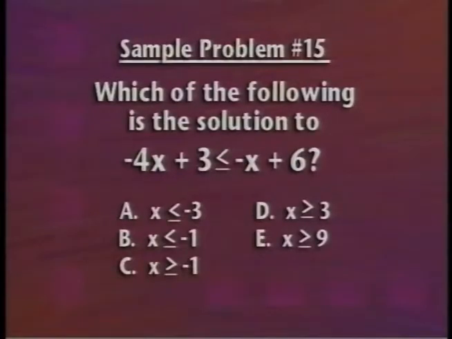Which of the following is the solution to minus 4x plus 3 less than or equal to negative x plus 6? We solve inequalities just like we solve equations. The only thing to remember is to reverse the inequality sign under 2 conditions, whenever we multiply or divide by a negative number. In this problem, group the variables together and the numbers together, just as in solving an equation.